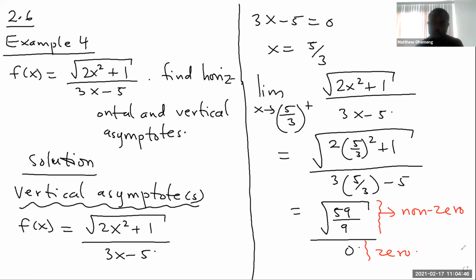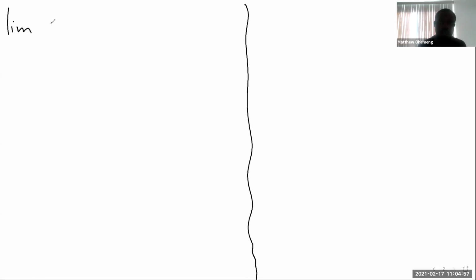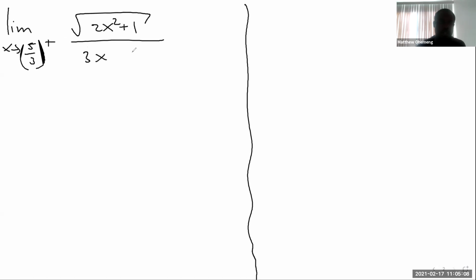Okay, moving on, for this one we just have to track the 5. I should write this back here. We have the limit as s approaches 5 over 3 from the right of the square root of 2s squared plus 1, over 3s minus 5. Let's check 5 over 3. You're approaching from which side? From the right. So which kind of numbers are on this side?